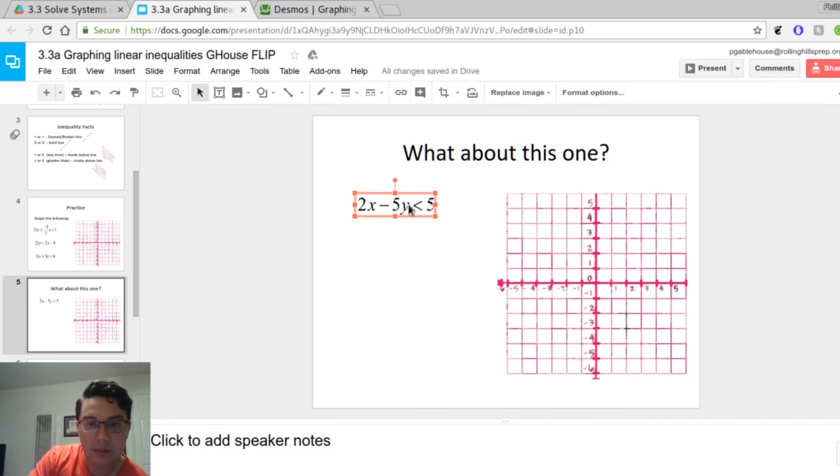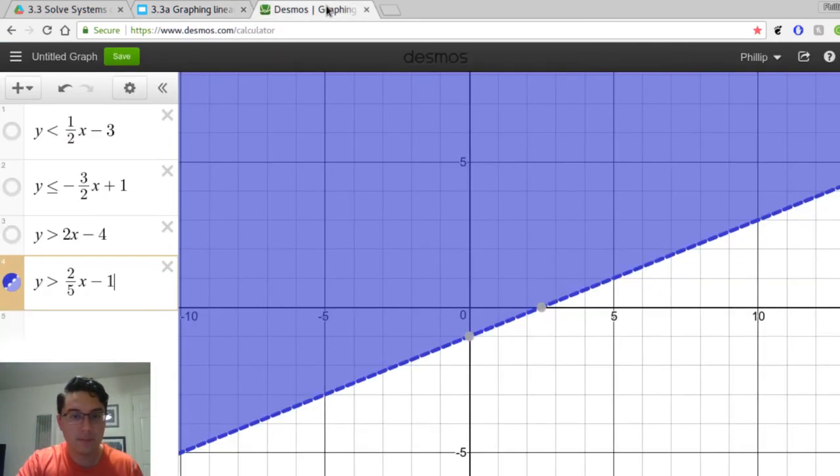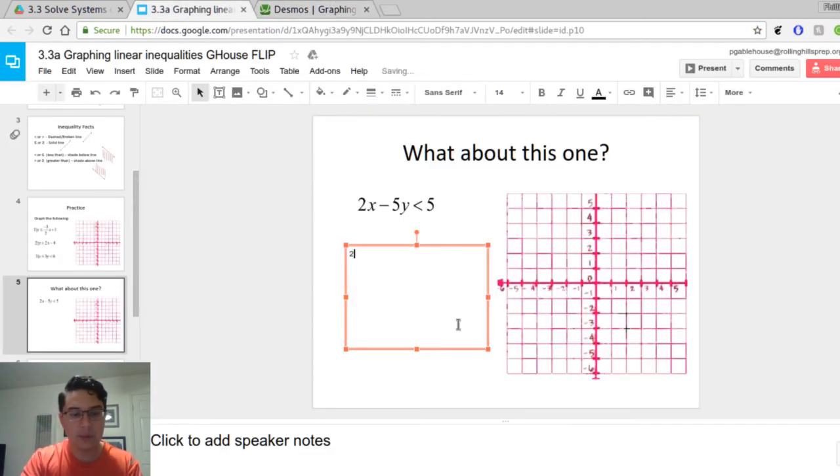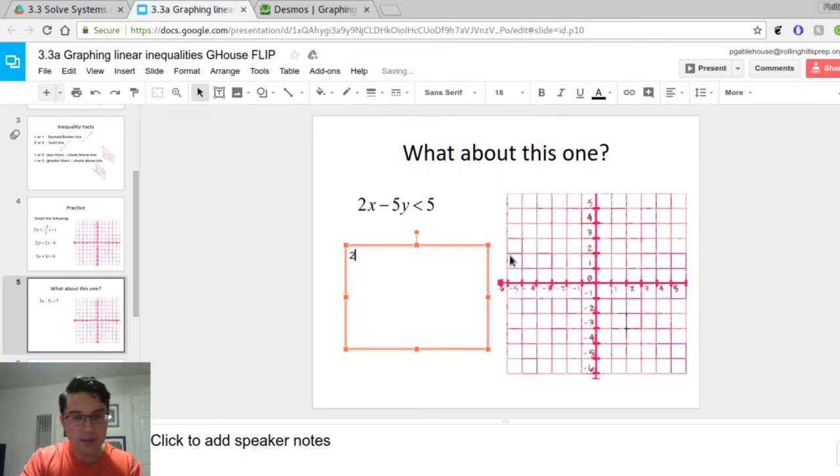Let me get a text box here. We'll add this in here. Okay, so if we plug in this point, 5, negative 5, for x and y, we will end up with 2 times 5. That's really small, let me make that bigger for you guys. There we go. So this will be 2 times 5 minus 5 times negative 5, less than 5. Let's see if that works out to being a true statement.